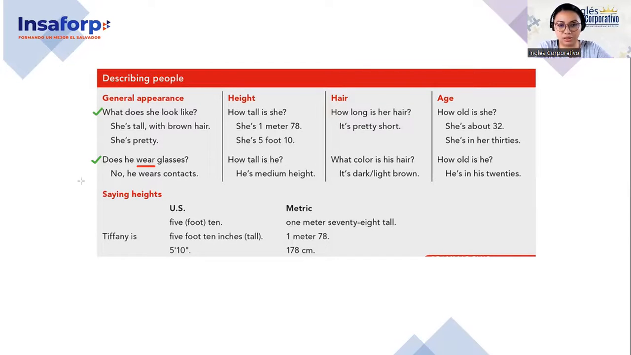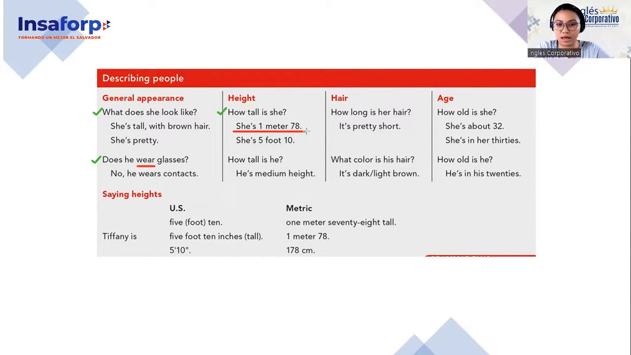Para hablar de la altura, look, the information that we have. How tall is she? How tall is he? And this is the information that we are going to use. ¿Cómo sería su altura entonces? Decimos primero 1 meter, un metro, y luego solo expresamos los centímetros. No decimos incluso la palabra. Es 1 meter 78, 1 meter 52, 1 meter 45. I don't know. It depends on you.